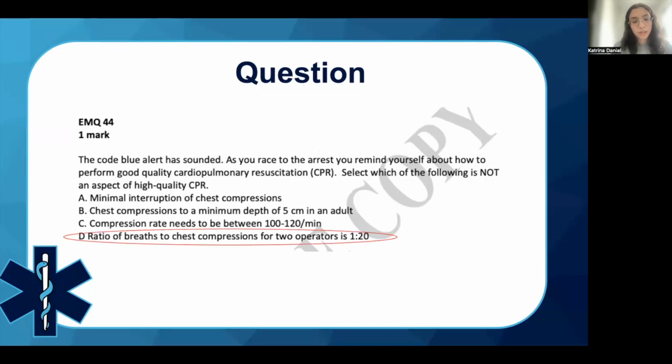So you want 30 compressions to 2 breaths. This is the wrong ratio. A is correct because you obviously want to have continuous CPR if you can. You want to push to the adequate depth, and the rate that you're aiming for is 100 to 120 beats per minute.